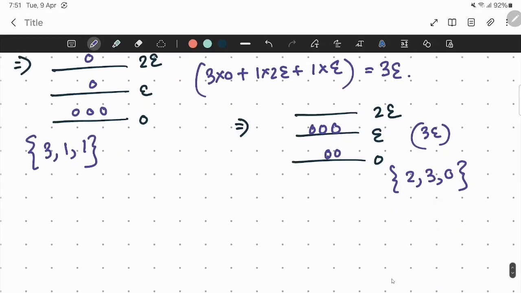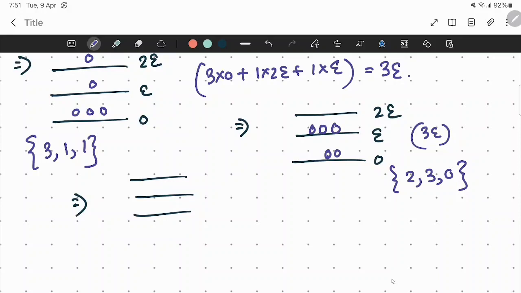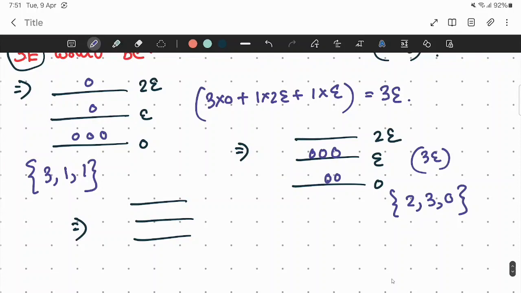Okay, one particle you can't keep in 0 state. So that you forgot. 4 particles you can't put, because if you put 4 particles, then you will have only one left, and there is no 3 epsilon level, so that you can't. 5 you also can't. So I think these two are possibilities.